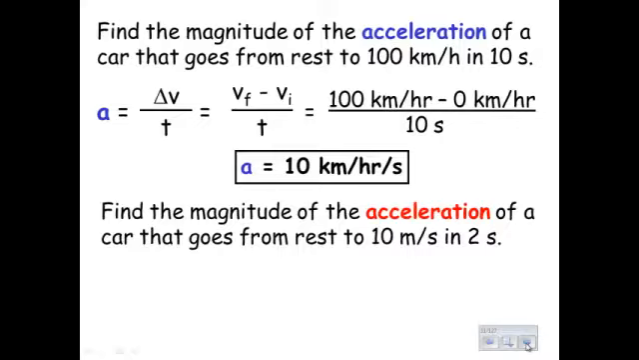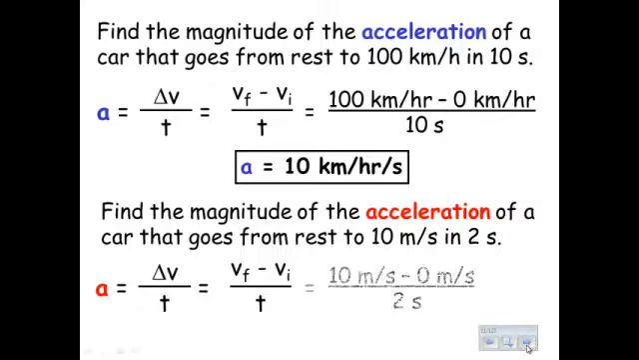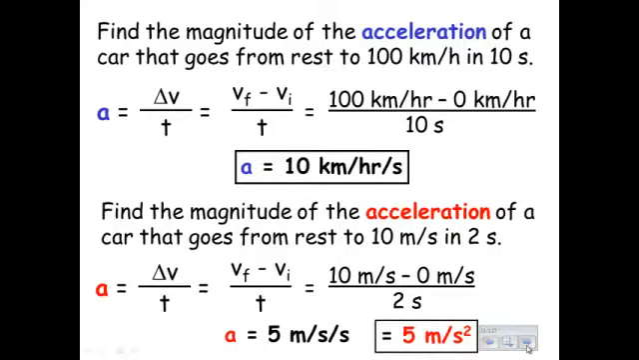Let's try another one. Find the magnitude of the acceleration of a car that goes from rest to 10 meters per second in 2 seconds. First, we write our equation. Acceleration is equal to change in velocity over time, or final velocity minus initial velocity over time. Substitute numbers with units. Final velocity, 10 meters per second, minus our initial velocity, it started from rest, so 0 meters per second, divided by our time of 2 seconds, which gives us a final acceleration of 5 meters per second squared.